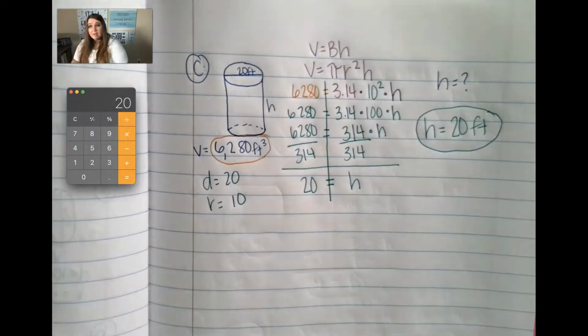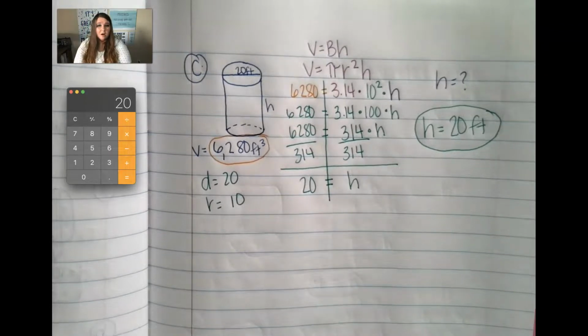Again, simplifying, combining the things that are the same, so numbers with numbers, simplifying it down till you can isolate that variable and then find the height all by itself.